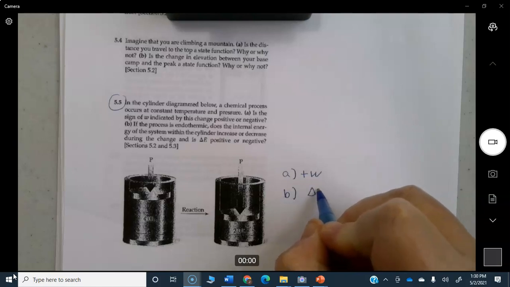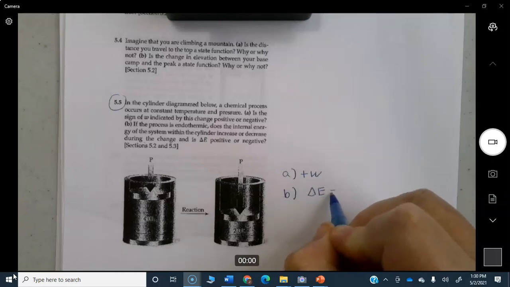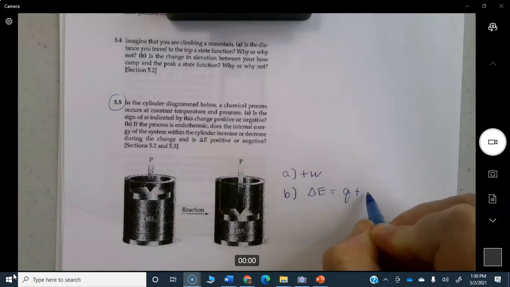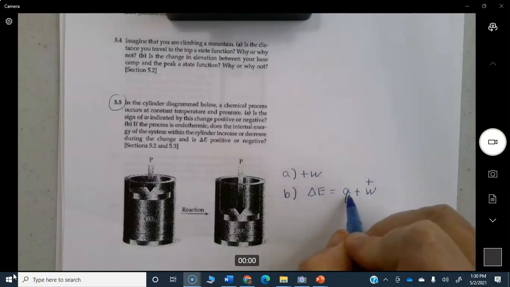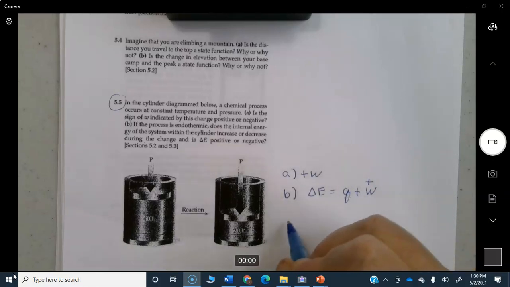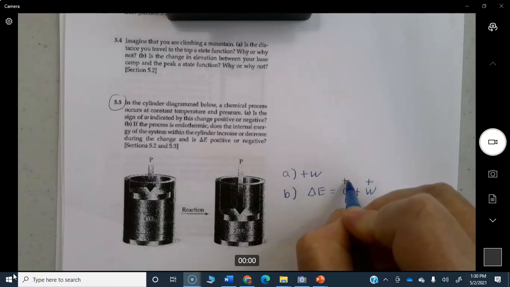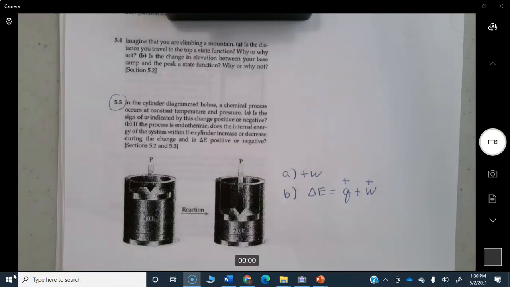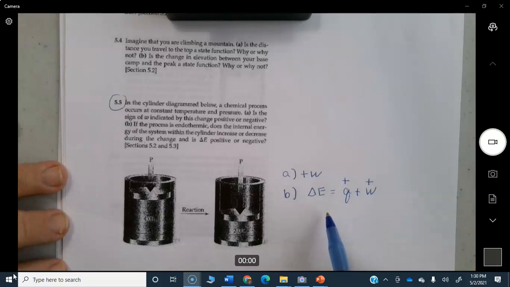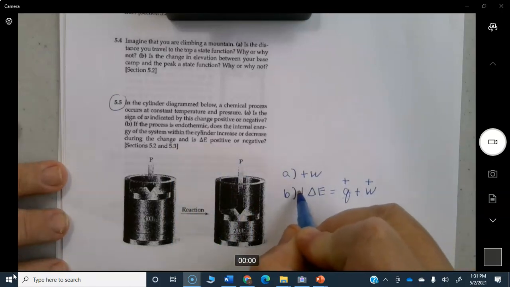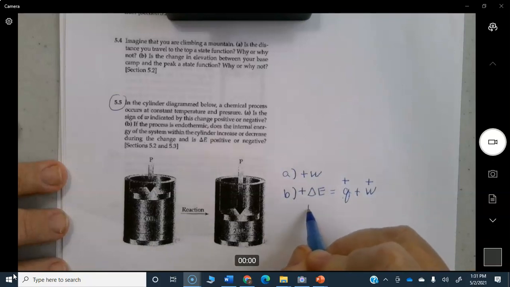Delta E, change in energy, equals Q plus W. So we already said that this is positive. If it's endothermic, that means heat is going into the system. It's gaining heat. Again, think of it like money into your bank account. If money goes in, it's positive. If money comes out of your bank account, it's negative. So this is heat going in, so that's positive. So then the question is, is the change in E going to be positive or negative? If these two are both positive, then this has to be positive. So the delta E is positive.